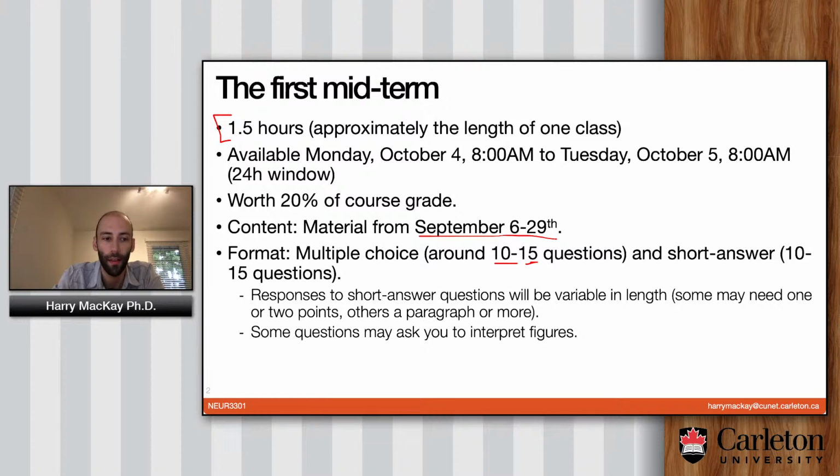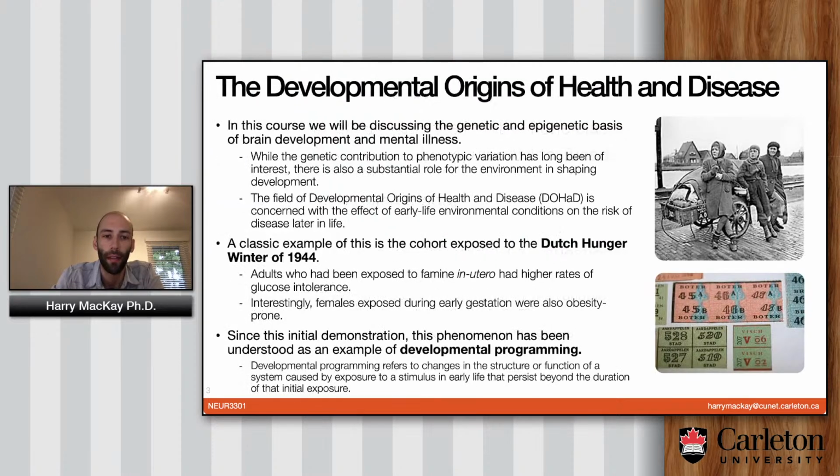So let's leap into the material and start talking about the developmental origins of health and disease. So we are looking in this course at the genetic and epigenetic basis of brain development and mental illness. And we're going to have a lot to say about both of those topics.